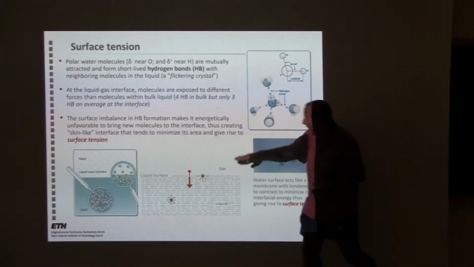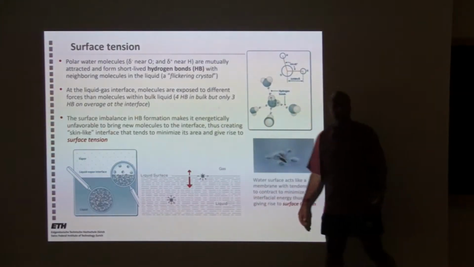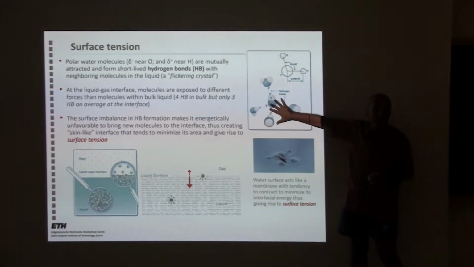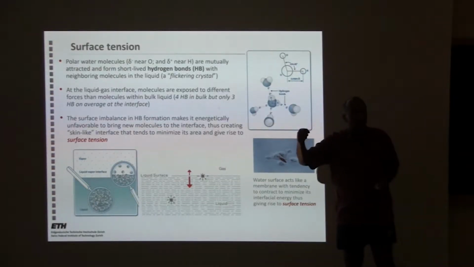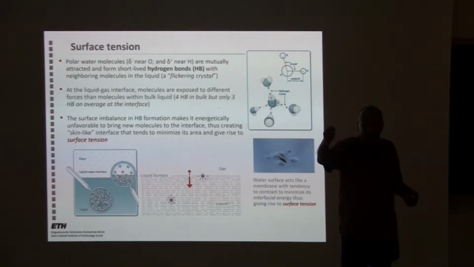However, at the interface between the air and the water, or between the water and other vapor, we have an imbalance of these hydrogen bonds. I would say on average we have 3 bonds at the surface. So bringing a new molecule to the surface is energetically unfavorable. I have to break a molecule with 4 bonds and bring it to a surface with 3 bonds.